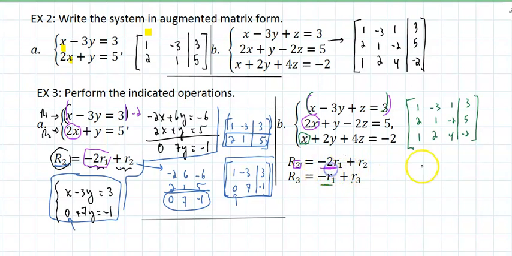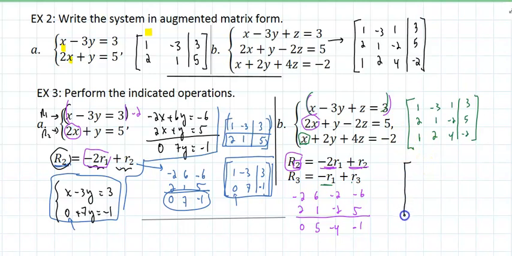let's take negative 2 row 1. So negative 2 row 1 is negative 2, a 6, a negative 2, and a negative 6. Add it to row 2. Row 2 is 2, 1, negative 2, and a 5. If I add those, I'm looking at 0, 5, negative 4, and negative 1. Where do you put that? You put that in row 2.